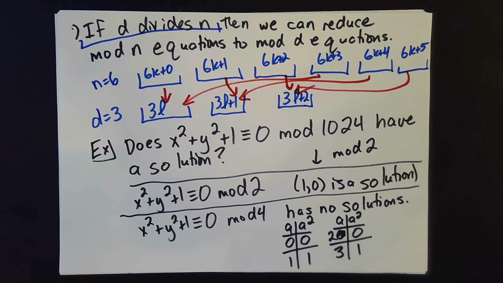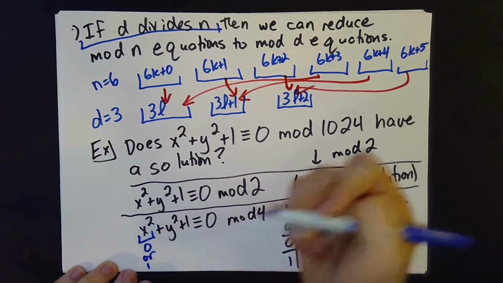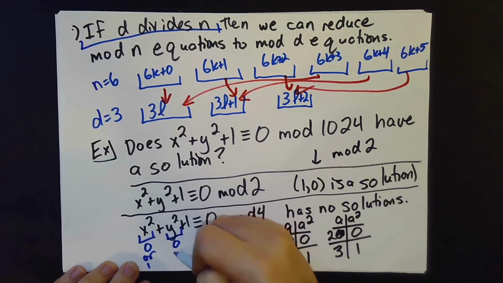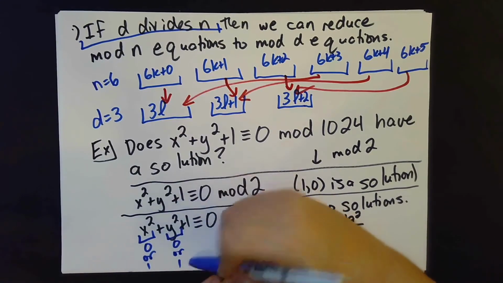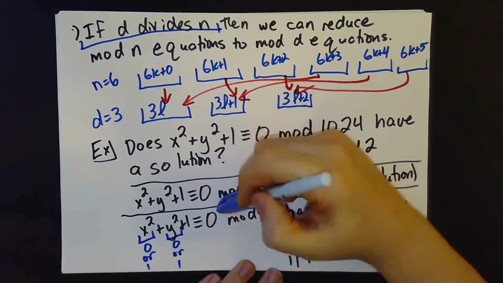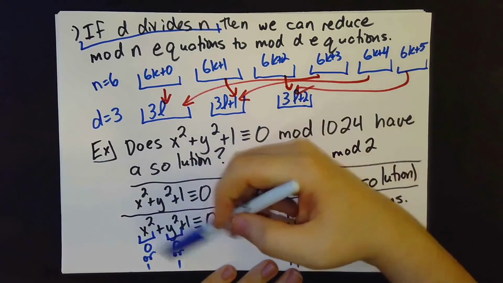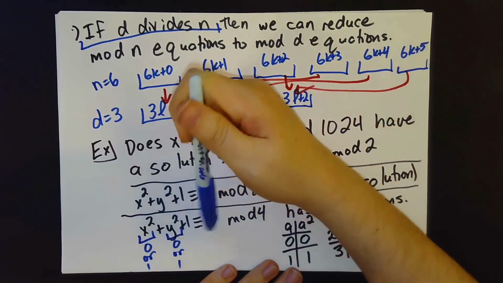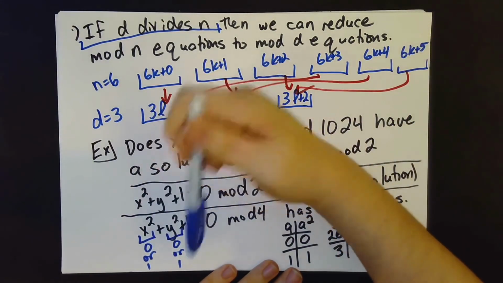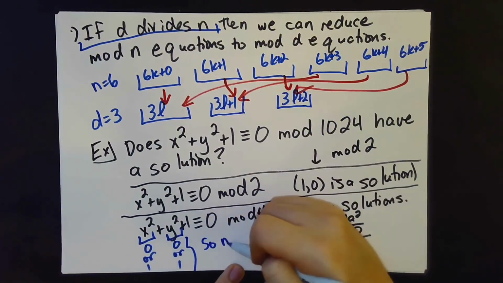So if we mark up this equation, this x squared is 0 or 1. This y squared is 0 or 1. And so what I'm trying to do is 0 or 1 plus 0 or 1 plus 1 equals 0 mod 4. And there's only 4 possibilities here, and none of them work. 0, 0, no. 0, 1, no. 1, 1, no. So this has no solutions.